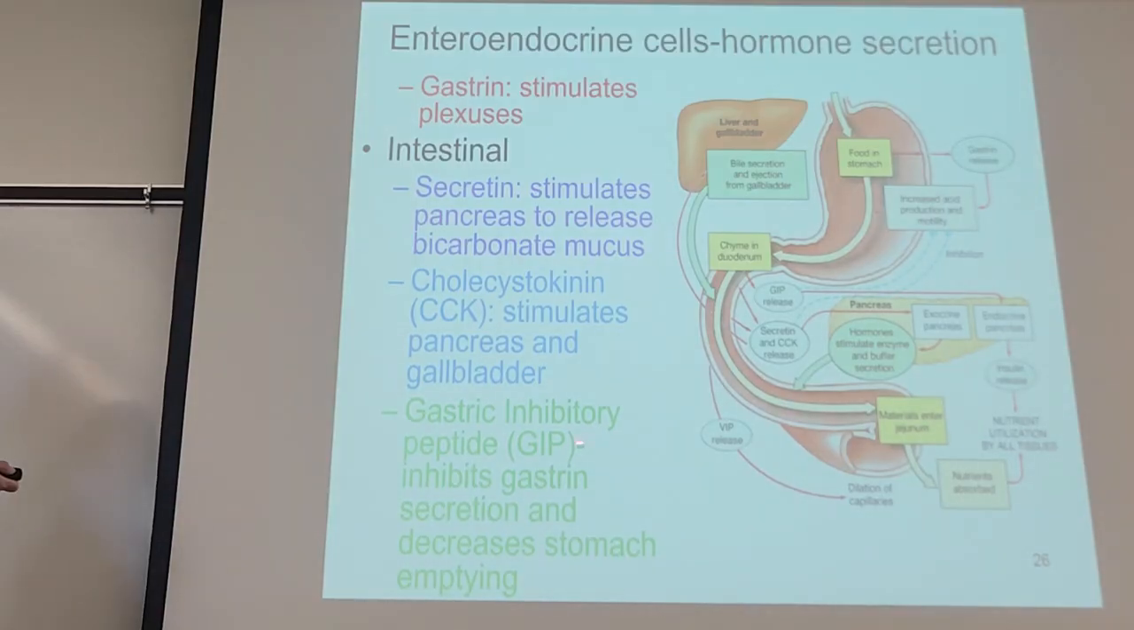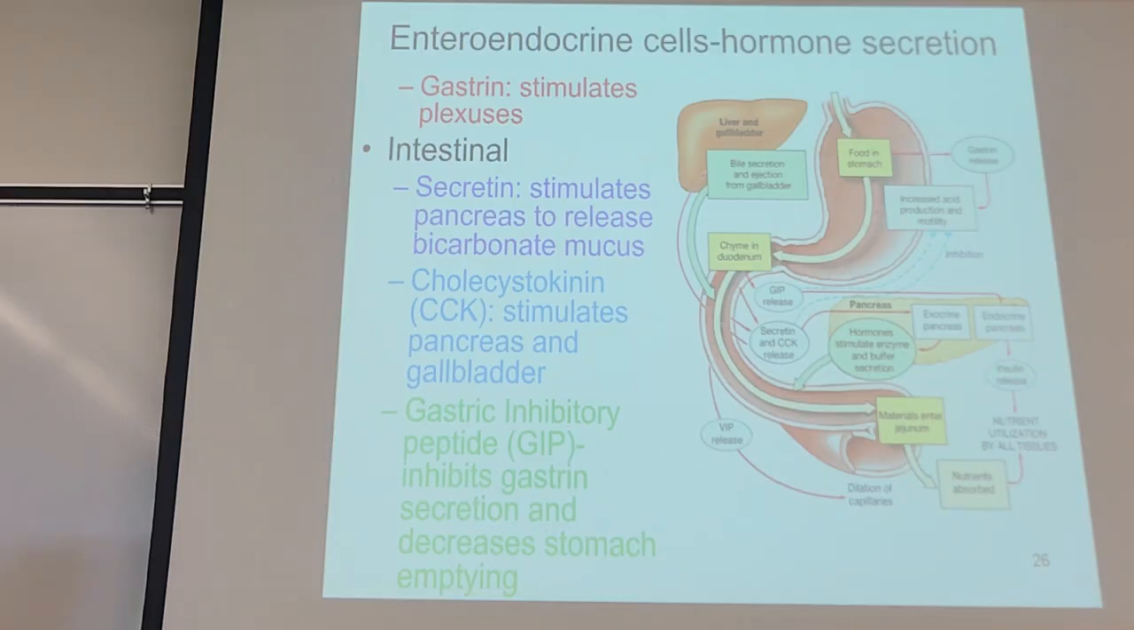Then the last hormone is called gastric inhibitory peptide, GIP. It pretty much tells you what it does in the name. GIP is going to be secreted from the duodenum, and what do you think its target is? The stomach. And what do you think it's going to tell the stomach to do? Stop secreting gastrin. Slow down your emptying into the duodenum. It's going to tell gastrin, take a nap. Give us some time to absorb.